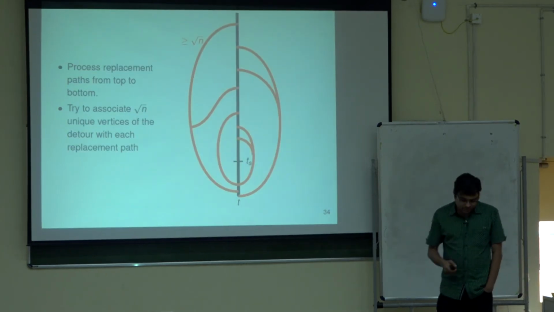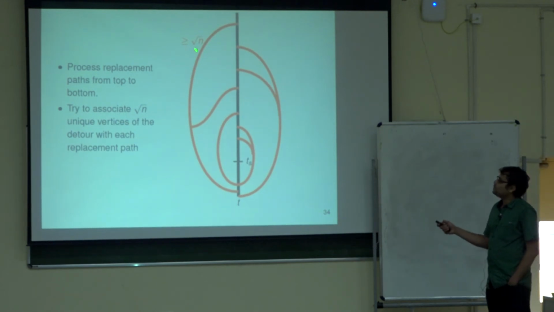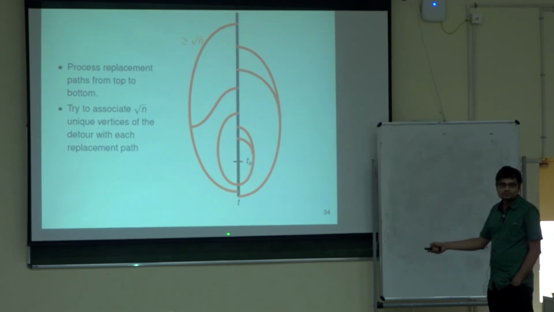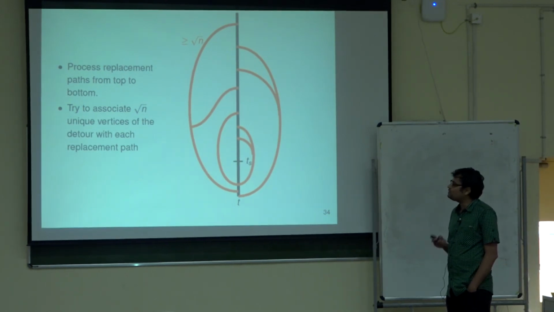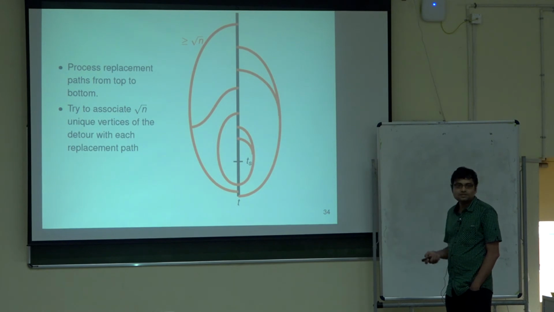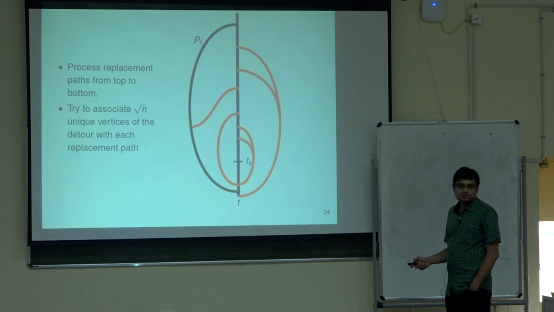Okay, so now what I will do is the following. I will try to associate square root n vertices, and first I will process all the replacement paths from top to bottom. All these replacement paths are avoiding E2. And I will try to associate square root n unique vertices on the detour of these replacement paths. So suppose I look at the first path, which is P1, and I see that the number of vertices here is greater than square root of n. Then I will associate these square root n vertices with P1.